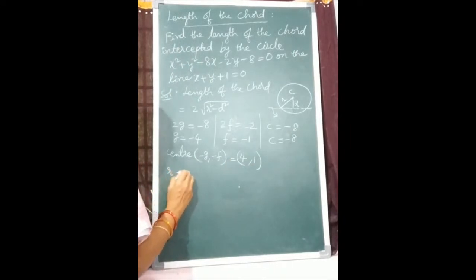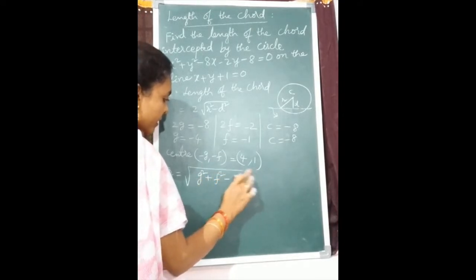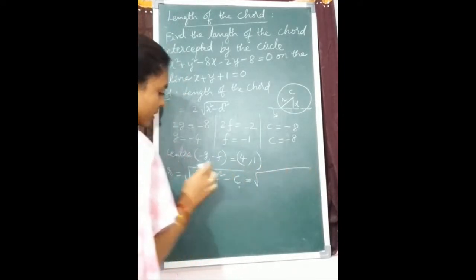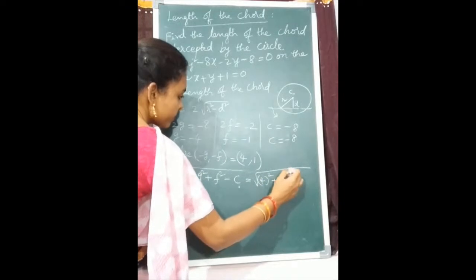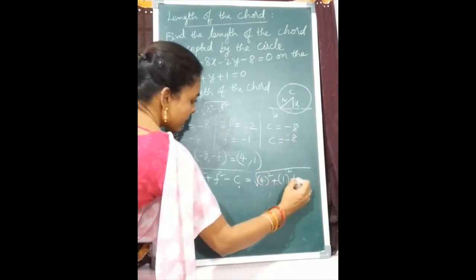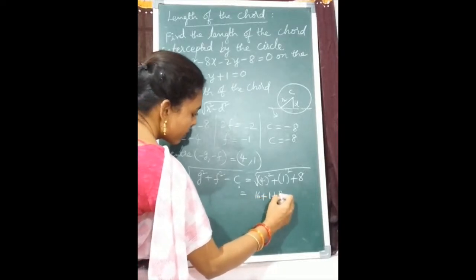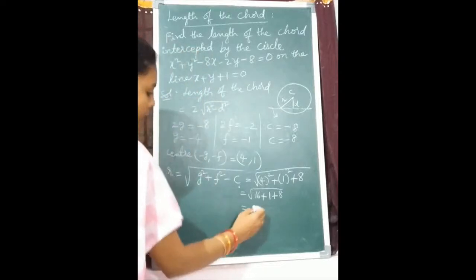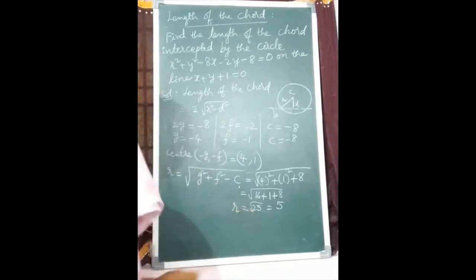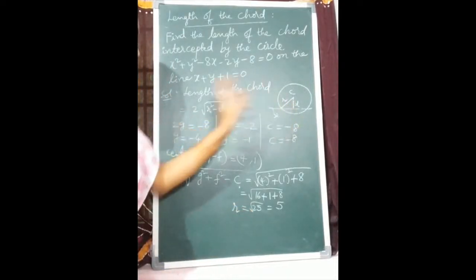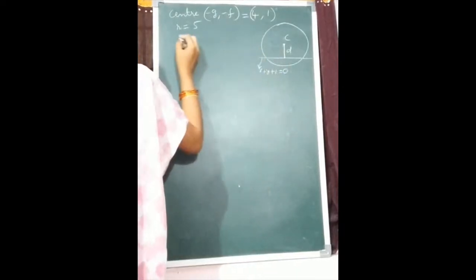Now R is equal to root over g square plus f square minus c. This is equal to root over 4 square plus f square minus c, minus of minus 8, plus 8. This is equal to 16 plus 1 plus 8. This is root 25, which is equal to 5. R is equal to 5. Now we have to find D, the perpendicular distance.